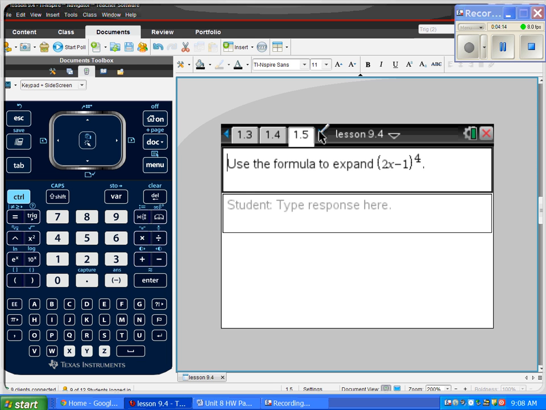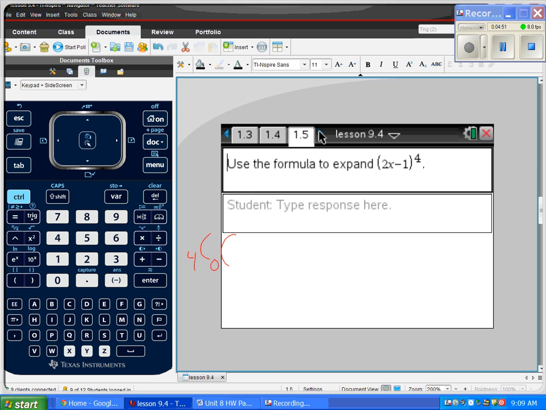What's going to be my first term in my formula? What are we going to put in there for my combination? Look at the formula on the reference sheet. 4c what? 4c0. 4 is my exponent, my n, so that's going to go there. I always start at 0.